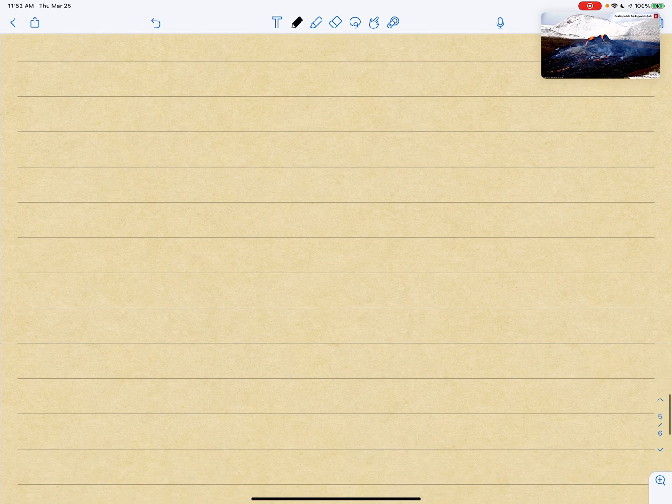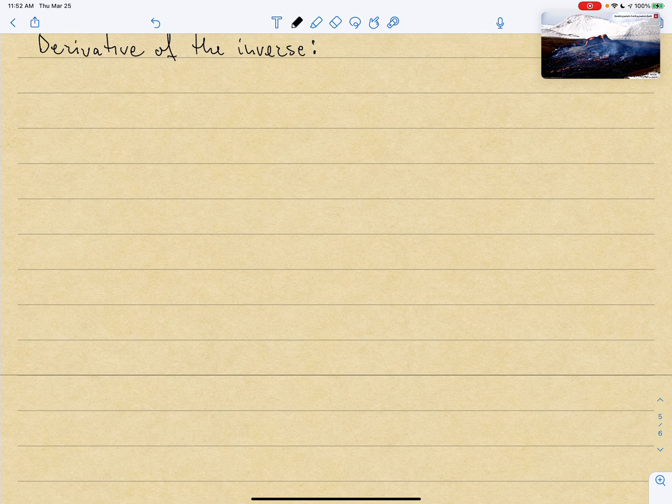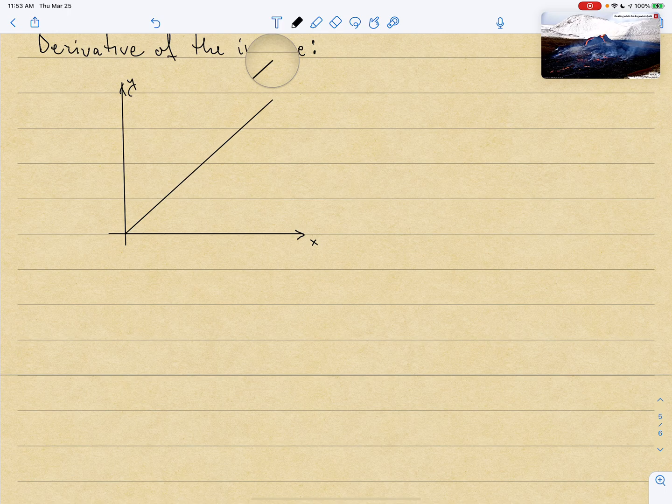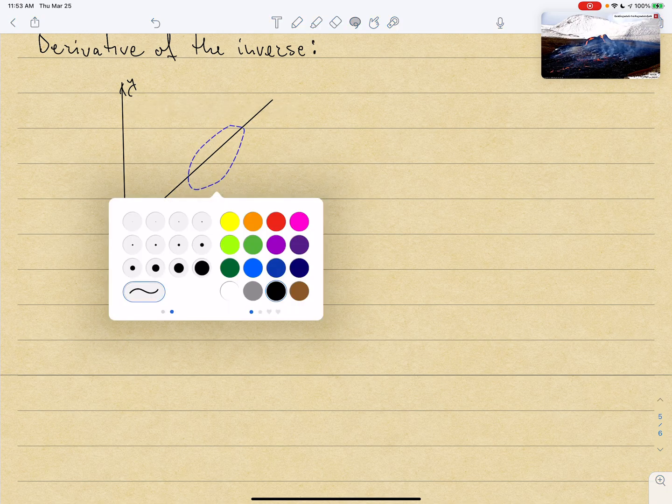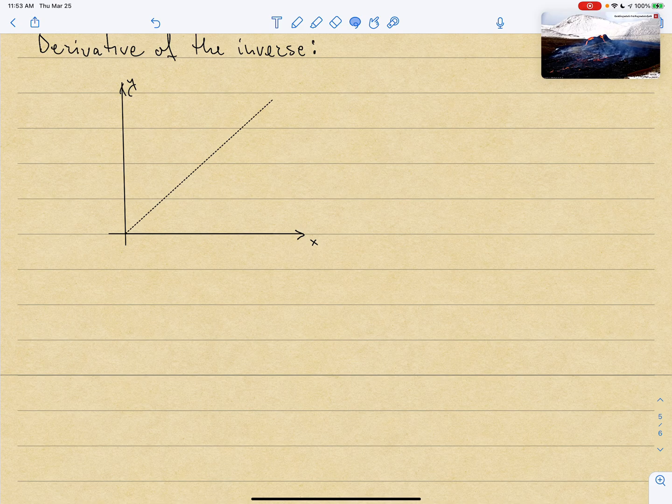A picture that you have seen before. So let's draw a graph of a function f of x. And we also want to draw the graph of an inverse. And the inverse is supposed to be symmetric with respect to the graph of f about the line y equal to x.